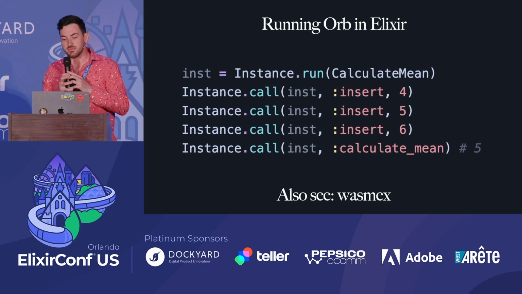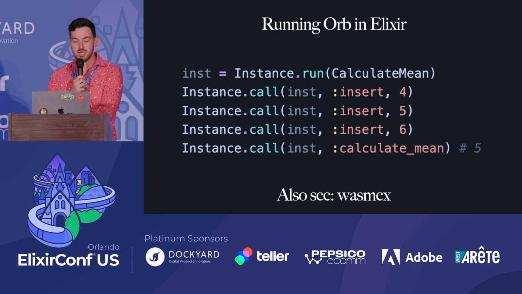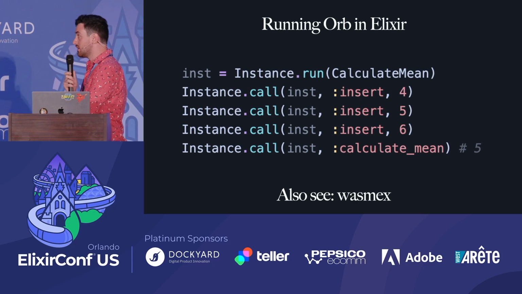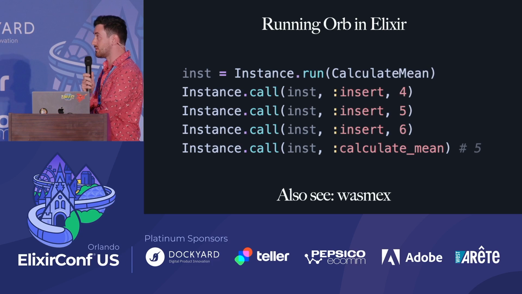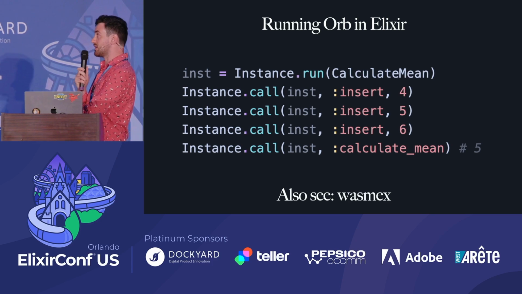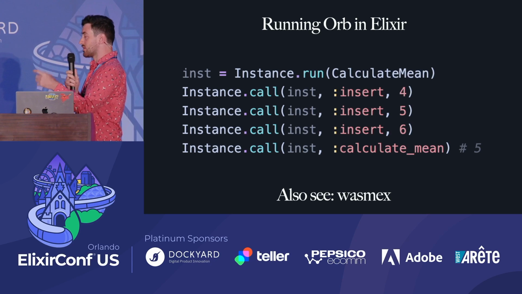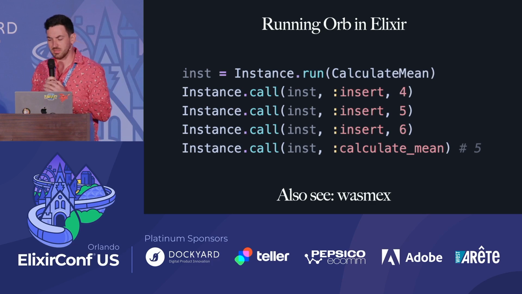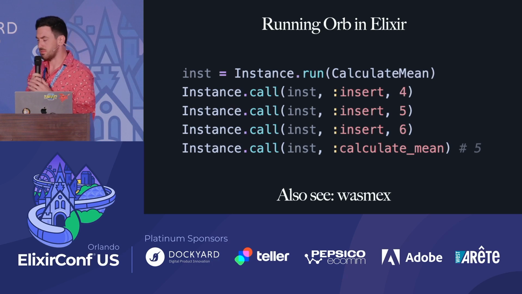To run this, I've created a little Wasmtime runner. You just pass in the module, and then you can call functions. We're inserting 4, 5, and 6, and then we calculate the mean. The average of that is 5. You basically spin this thing up, call some functions on it, and then throw it away. But there's also a library out there by Philip Tessenow called WasmEx. If you want something a bit more GenServer-y, a bit more robust, please check that out.